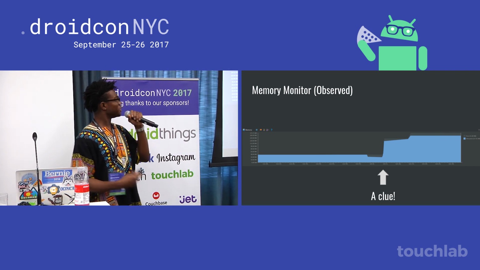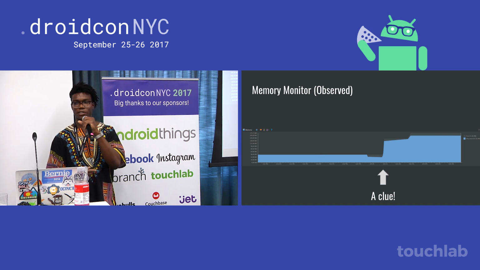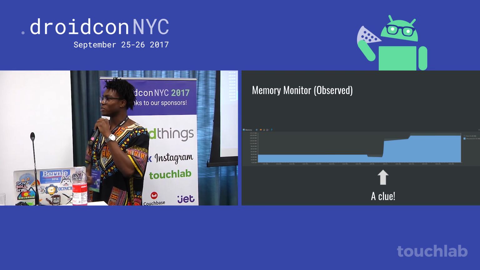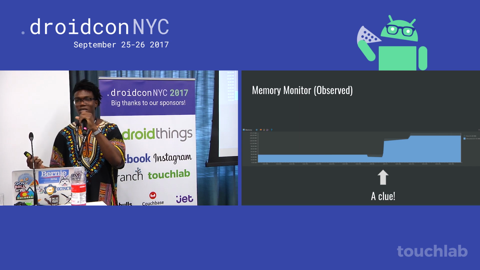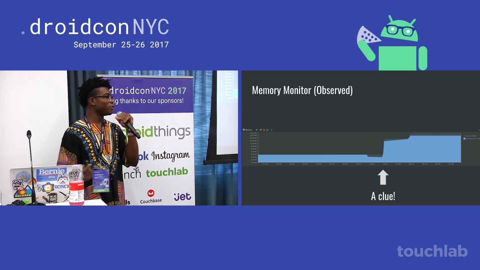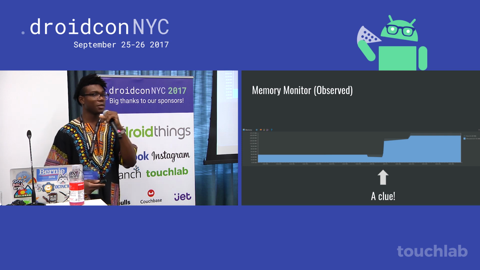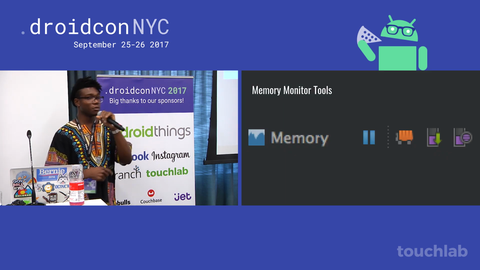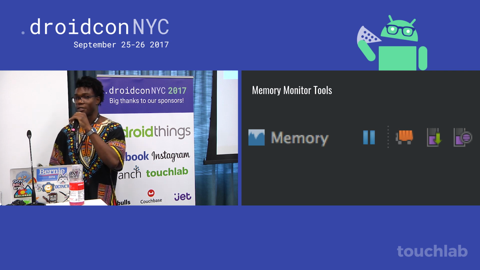Now that I knew that I was running into memory issues, I was presented with even more questions. Why am I using so much memory? What's being allocated that's so massive? What can I do to reduce my memory footprint and have a responsive application? Thankfully, the memory monitor comes with a few tools that allowed me to dig a little bit deeper.